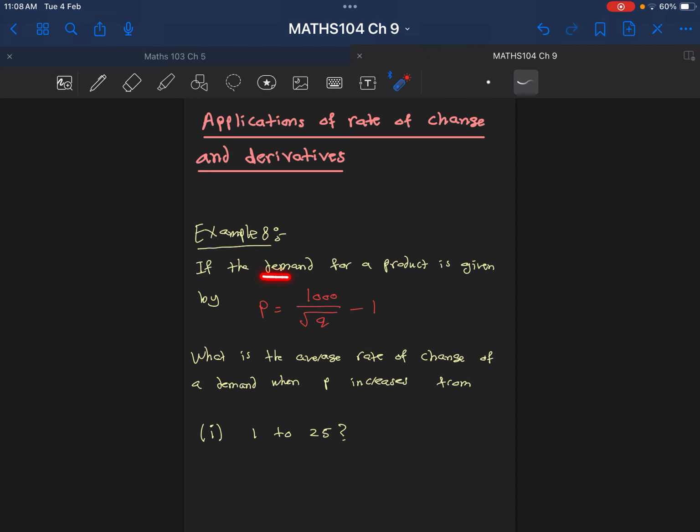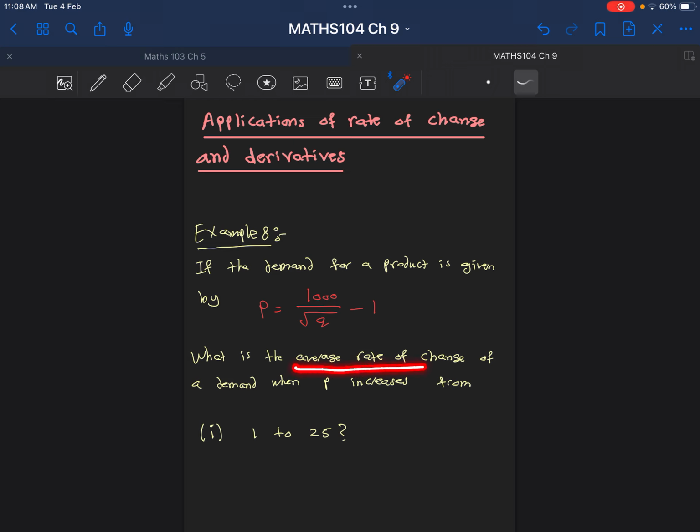So in example number 9, it says that if the demand for a product is given by this formula. The price demand depends on the quantity, and it's given by this formula. Remember, once we talk about demand, we know that the curve will decrease as the quantity increases. If more people want the product, the price will get lower and lower. If more quantity is available, the price will go down, and this is the demand law.